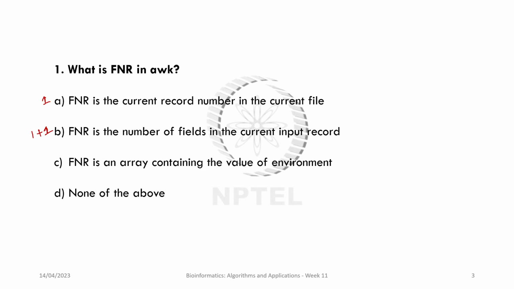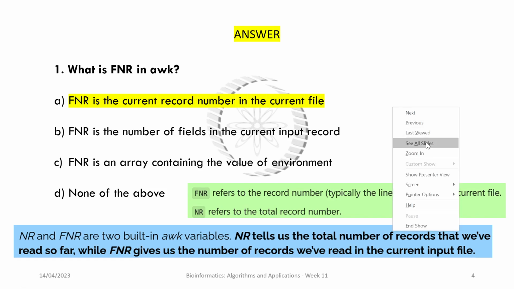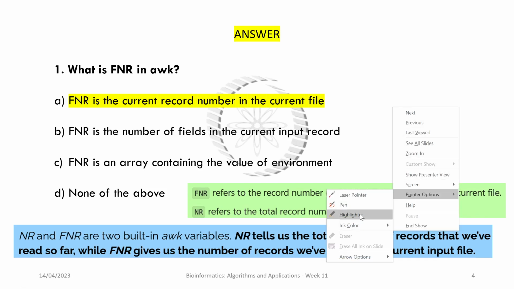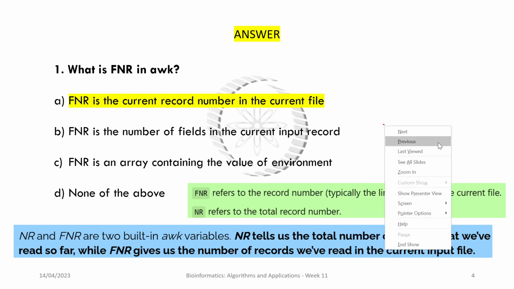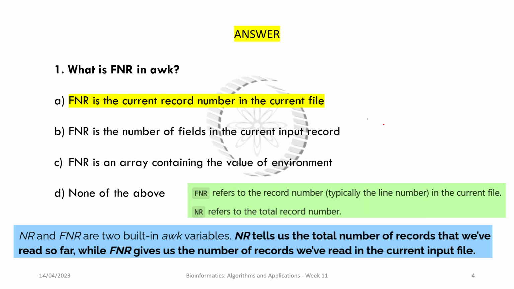Okay, shall we see the answer then? So option A is the right answer. FNR refers to the record number, typically the line number, in the current file. Excuse the issue with my pen. So the record number in the current file. That's the F here.